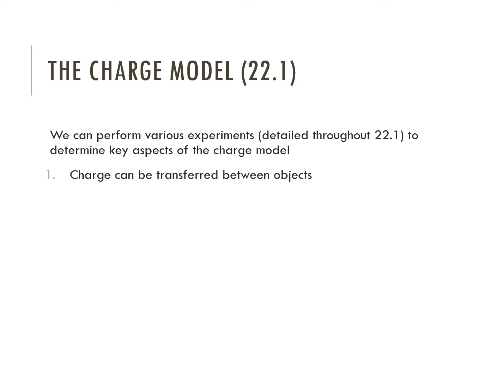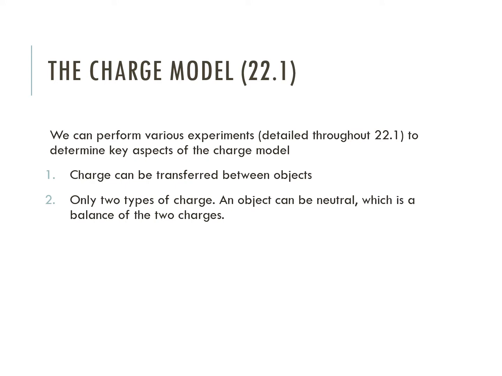So with these experiments, there are two or more objects that are involved with touching each other. And so with physical contact, there can be a transfer of charge from one object to another object. There's only two types of charge. An object can be neutral, but that just means that these two charges, whatever they happen to be, can balance each other out.